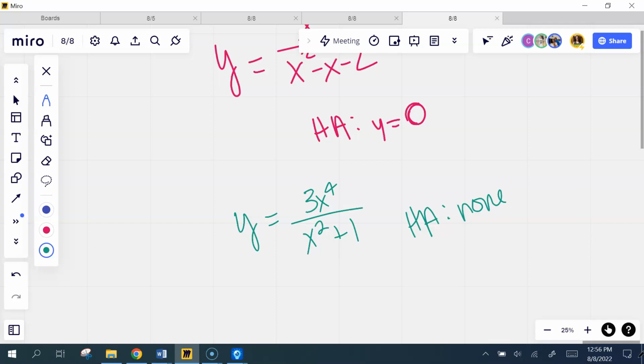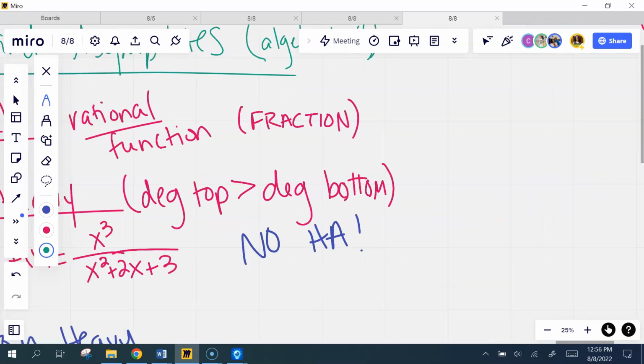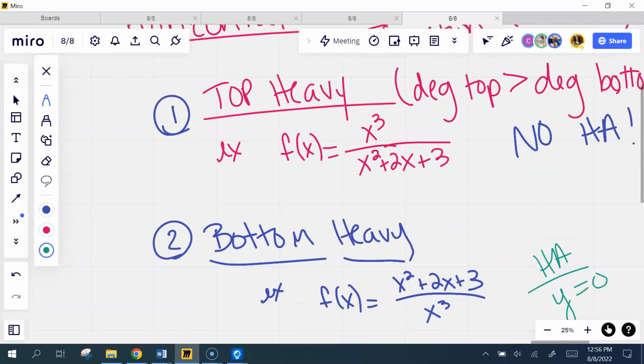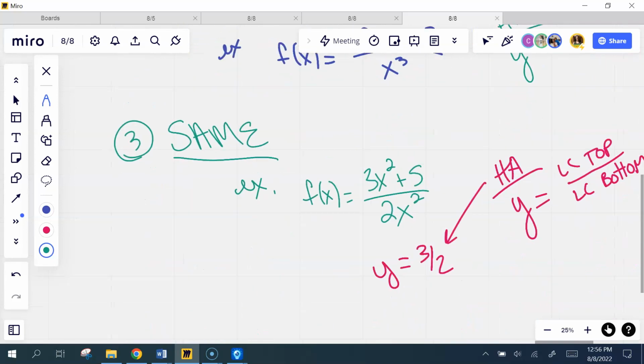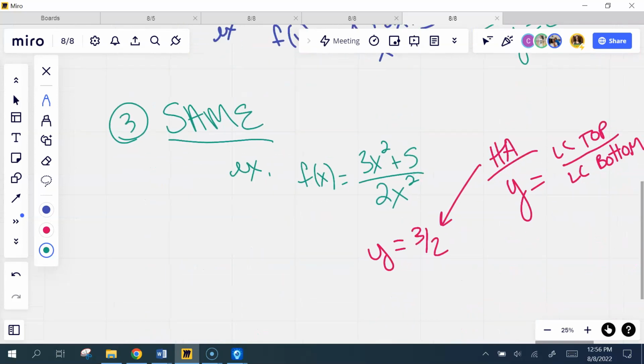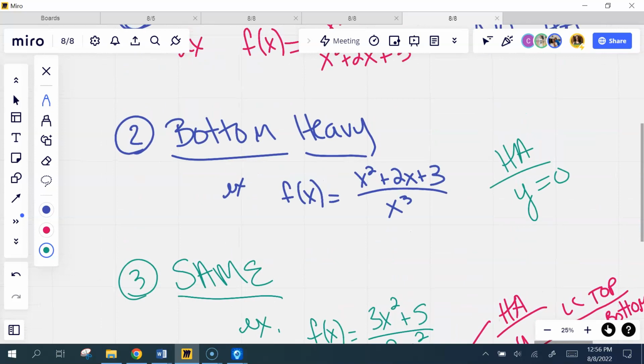Same is the leading coefficients at the top and the bottom. Where's the horizontal asymptote? It doesn't have one. Top heavy, bottom heavy, same. You know that part that I said make sure you write down, star, or highlight in your notes? You wrote all this down? You got top heavy, bottom heavy, same?